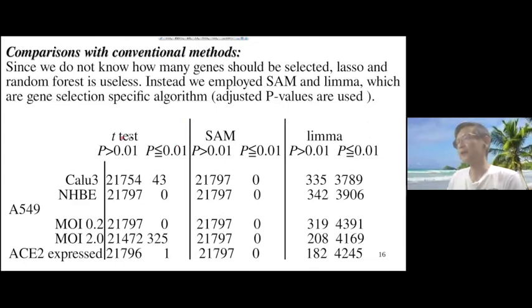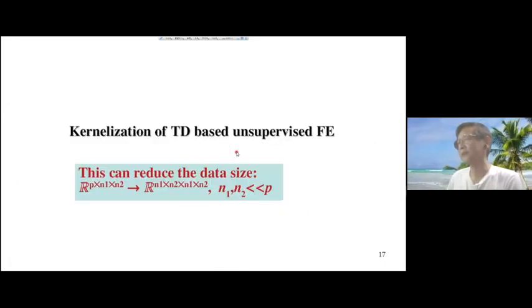If we apply the conventional approach, it's terrible. For example, if we apply the t-test, we get no genes, and on the other hand, if we apply limma, almost all genes are distinct. Then there's no way to select a limited number of genes which can be used for drug discovery. Unfortunately, I don't have time to explain the drug discovery part, but people can read this paper later.